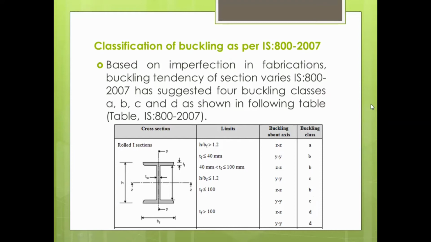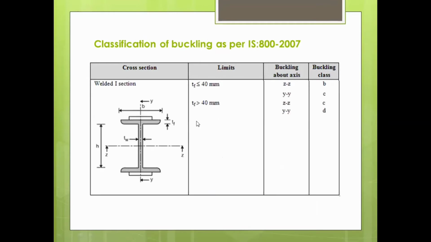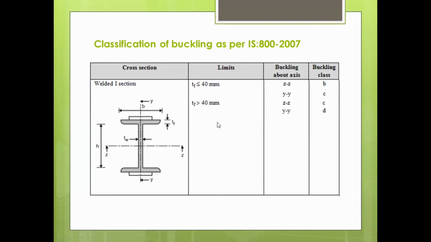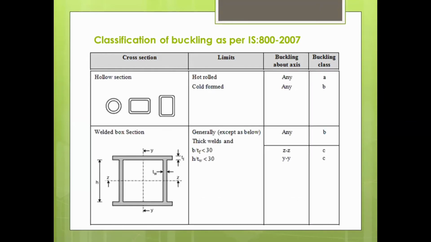Similarly, if a different section is there, like this, I section having welding, for this welded I section, there are only 2 categories. Thickness of flange less than or equal to 40 mm along the ZZ axis and YY axis, then classes will be B and C respectively. If thickness of flange is more than 40, C and D. So the welded I section has fewer values.